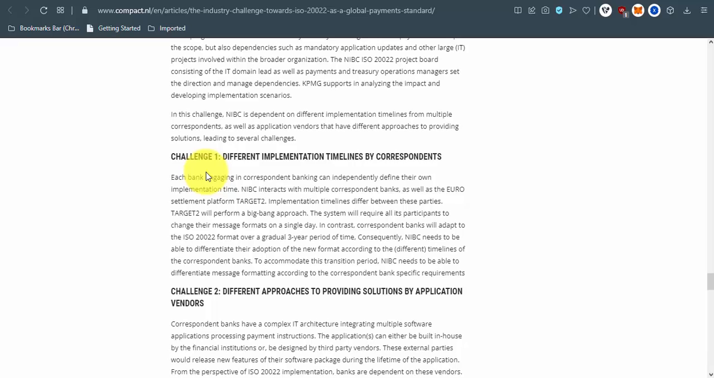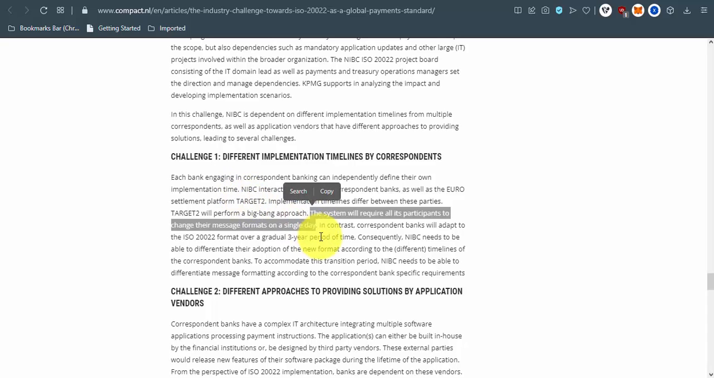And that's a challenge because of different implementation timelines by correspondent banks. So the system will require all its participants to change their message formats on a single day, like the NIBC bank. But this is not the case for correspondent banks. So then what does that mean?